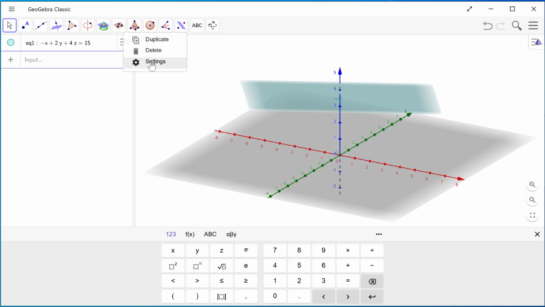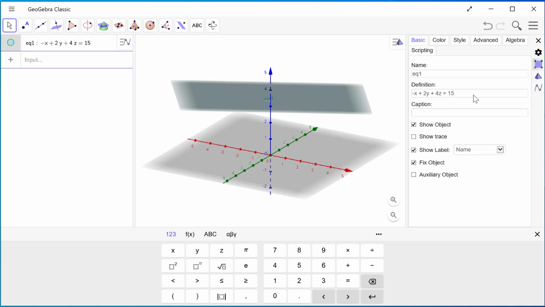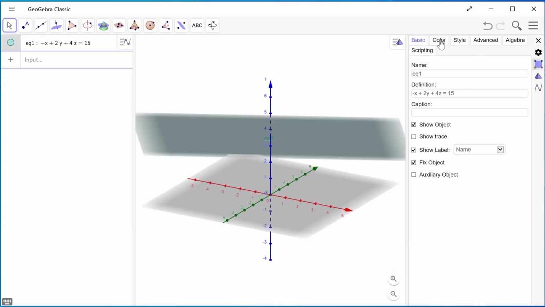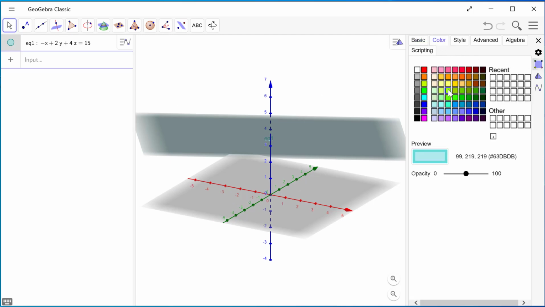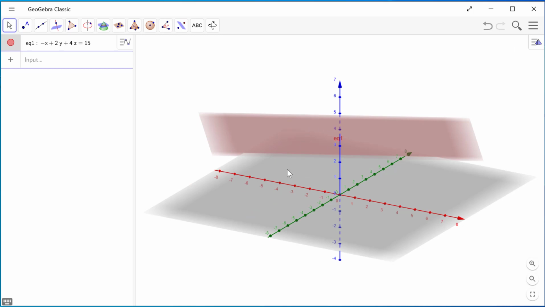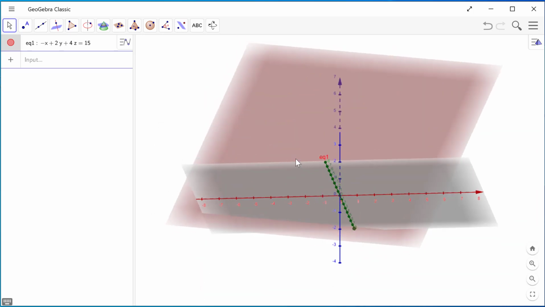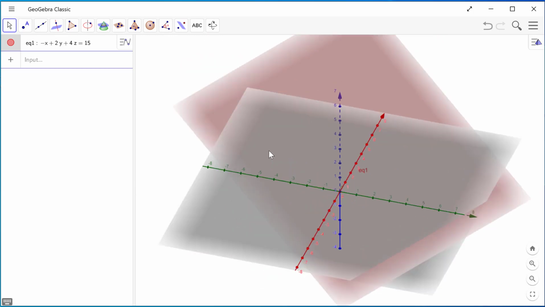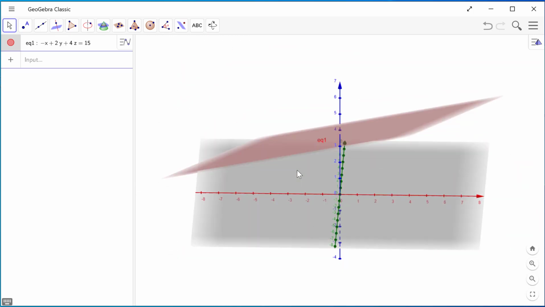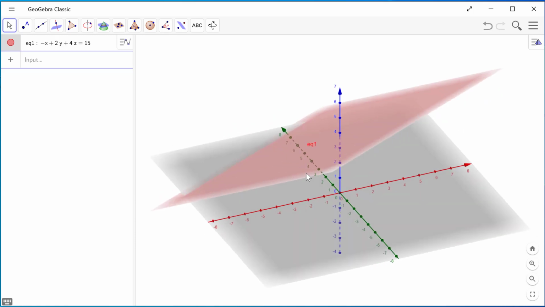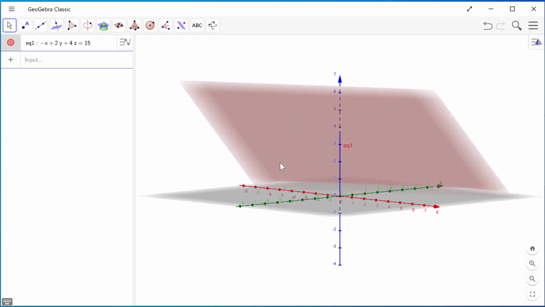And I'm going to go to settings and I want to choose the color to be green, or I can choose blue, for example, or I can choose red. So we can see that the plane that we just found is given by this graph here.